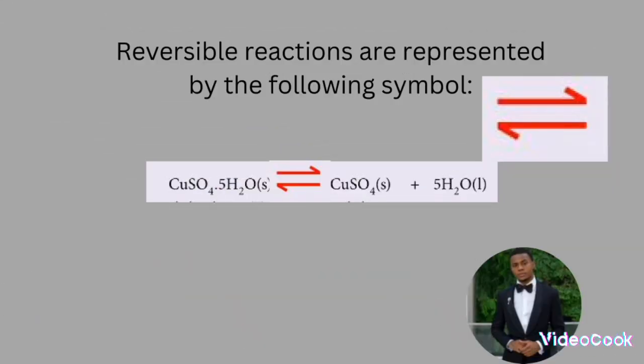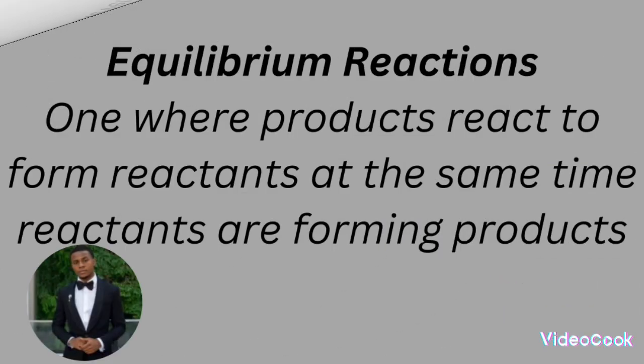Now reversible reactions can be shown using the reversible reaction symbol, which is basically just two half arrows pointing in opposite directions, which just shows that the reaction can proceed in both forward direction and backwards direction.